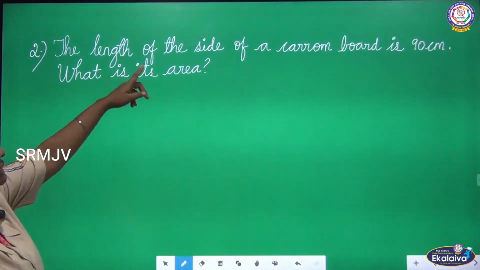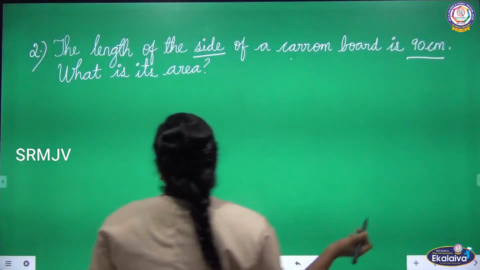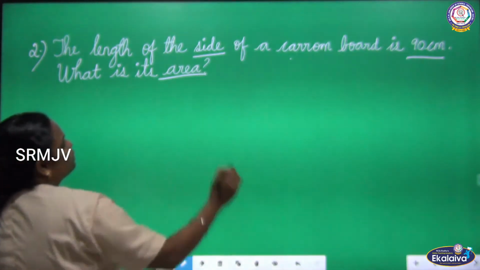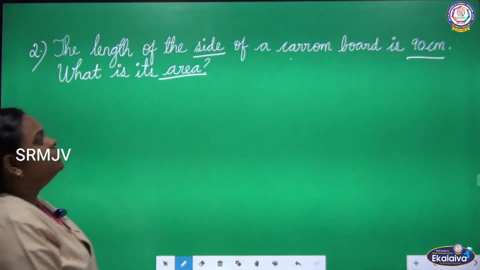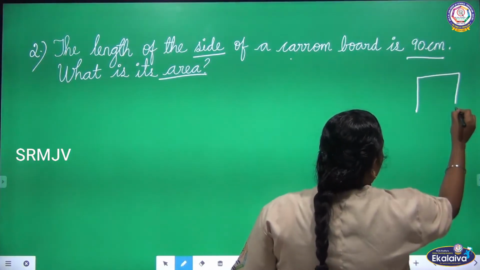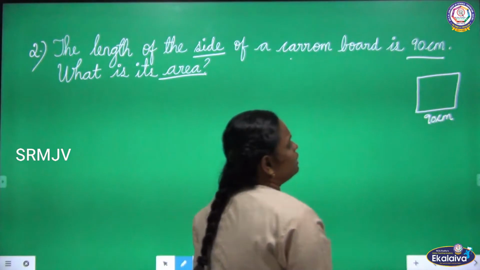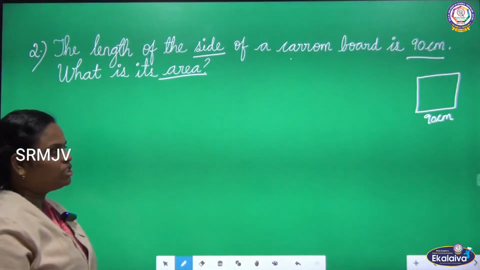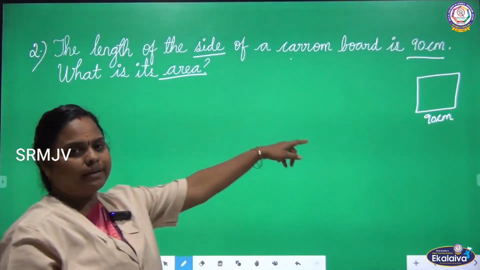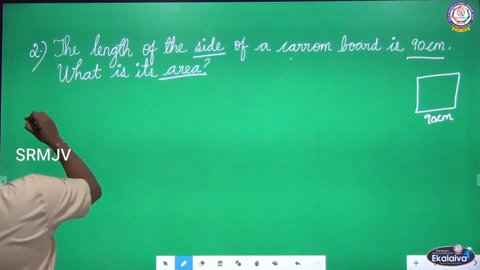the length of the side of a carom board is 90 centimeter. What is its area? So we have to find out the area. So they have given only side. So the carom board side alone they have given. So what is the shape, children? What is the shape of the carom board? The shape of the carom board is square. So we have to find out the area of the square. So write solution.